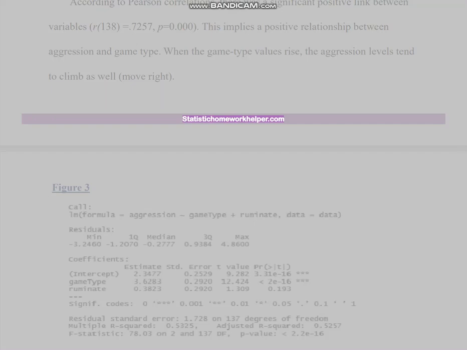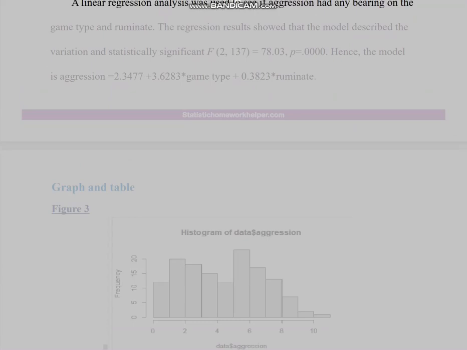Figure 3. A linear regression analysis was used to see if aggression had any bearing on the game type and ruminate. The regression results showed that the model described the variation and was statistically significant, F(2, 137) equals 78.03, p equals 0.0000. Hence, the model is aggression equals 2.3477 plus 3.6283 times game type plus 0.3823 times ruminate.